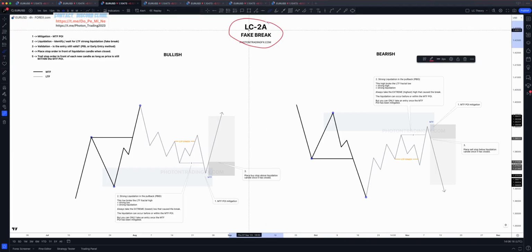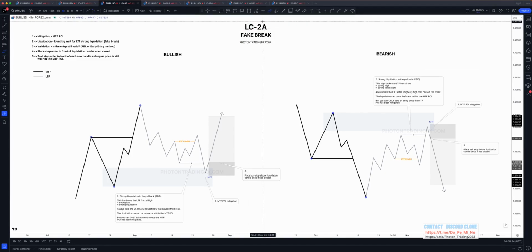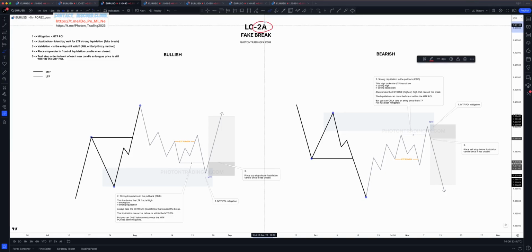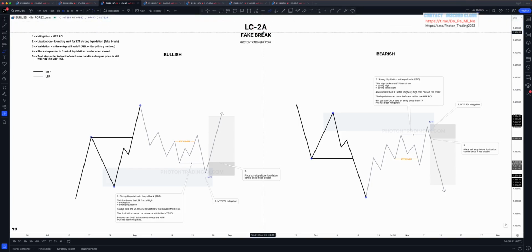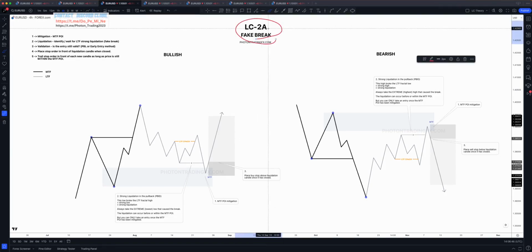Now, you might be asking, what on earth is LC2A? Where did that come from? LC essentially just stands for liquidation candle. Not the most inventive name, but that will make sense in a minute. And the 2A, it comes from an old entry model that we used to trade and teach, which if you've been here a while, you'll definitely be familiar with. And that is in regards to the fake break, okay? So if you're new and you're watching this for the first time, don't really worry about what 2A means. Just remember that this is the name, it's the fake break liquidation LC2A, okay?